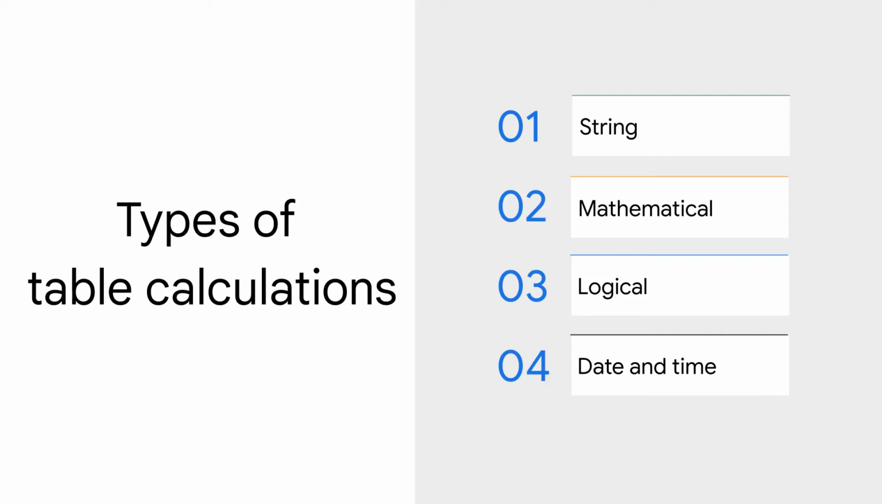In Looker, table calculations provide you with the ability to define new metrics instantaneously using custom formulas. With table calculations, you can prototype new metrics or create one-off visualizations from your query results without having to wait for a LookML developer to modify the options available in a particular Explorer. There are 4 basic types of table calculations in Looker: string, mathematical, logical, and date and time.